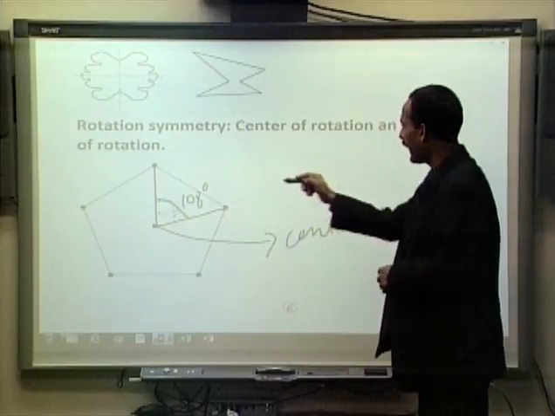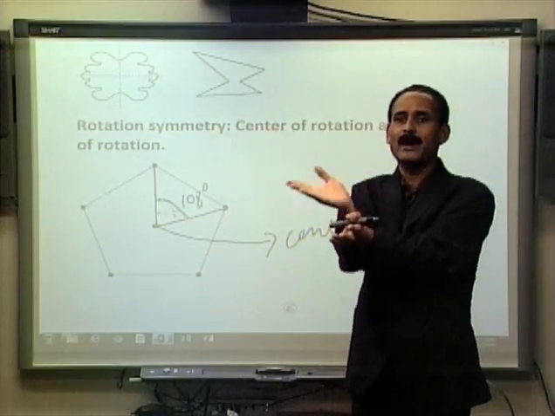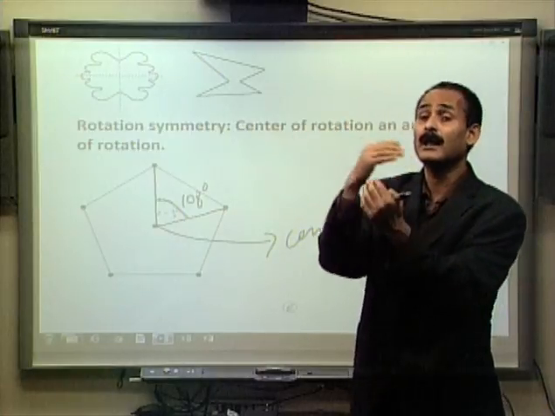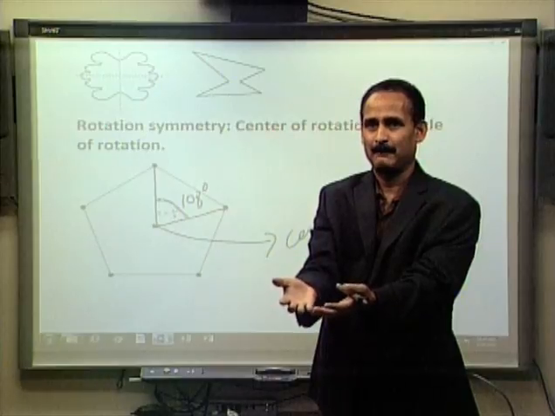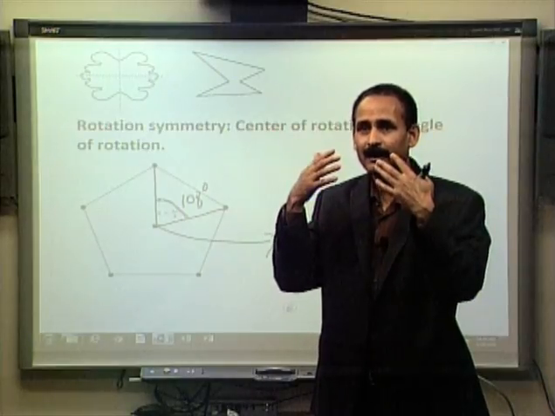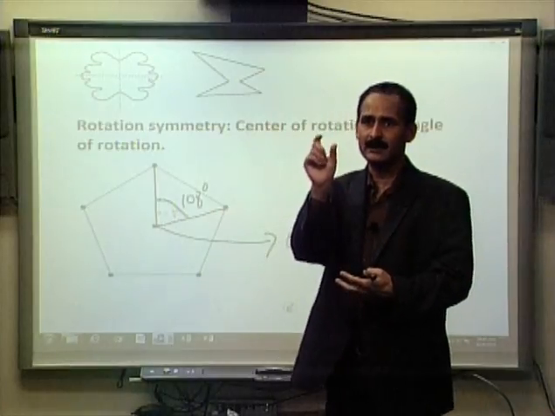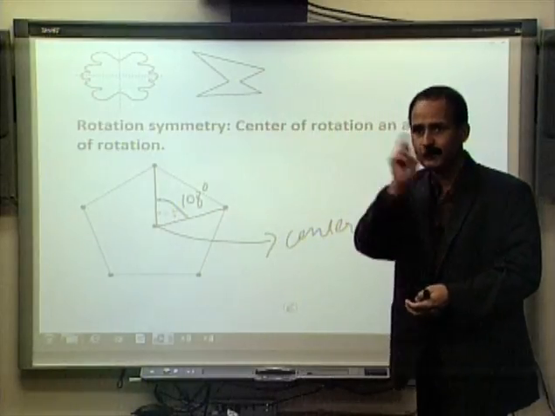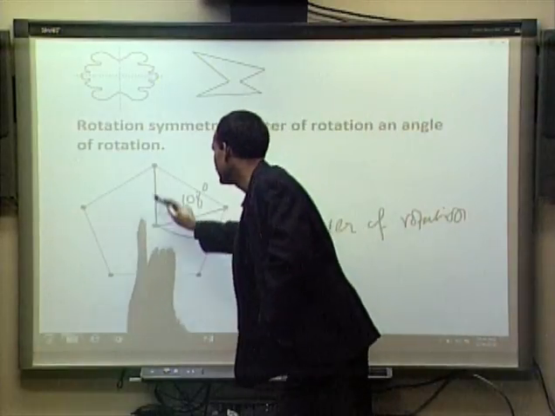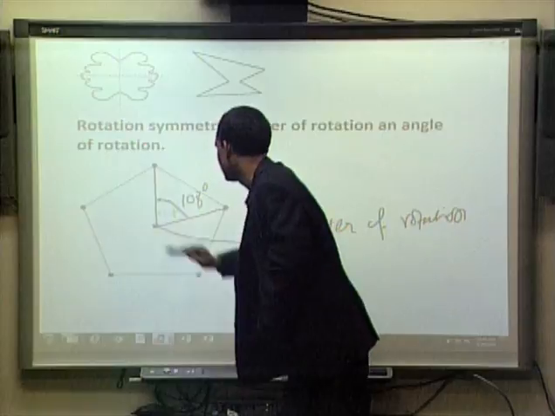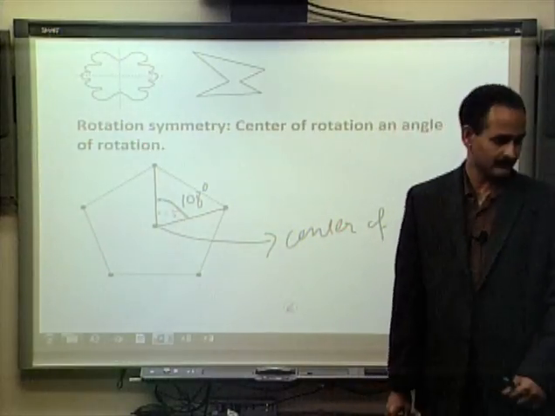So keeping that point as the center of rotation, if we rotate the pentagon by 108 degrees, we're going to get the same thing. That means the pentagon has rotational symmetry, and the angle of rotation for the symmetry is 108 degrees, and the center of rotation is the meeting point of the triangular regions of the pentagon.